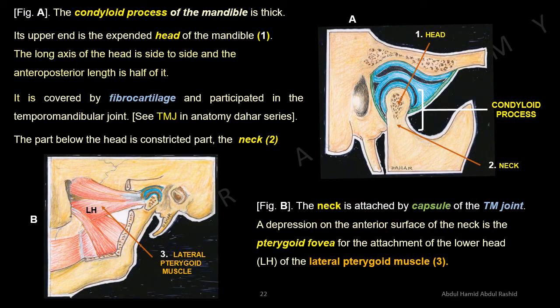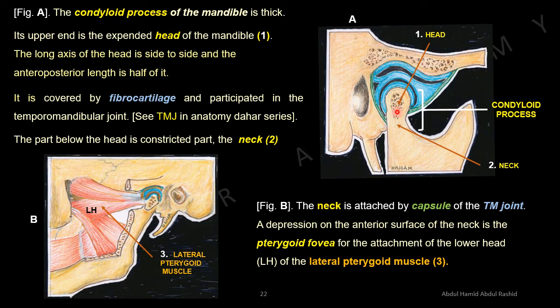We have two diagrams here, diagram A and diagram B. Diagram A, we are showing the condyloid process. Condyloid process of the mandible is thick. Its upper end is the expanded head of the mandible, number 1. The long axis of the head is side to side, and the anteroposterior length is half of it. The head is covered by fibrocartilage and participates in the formation of temporomandibular joint.